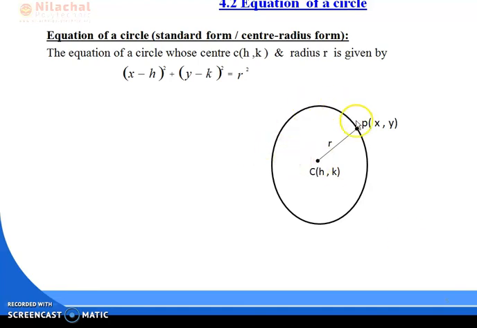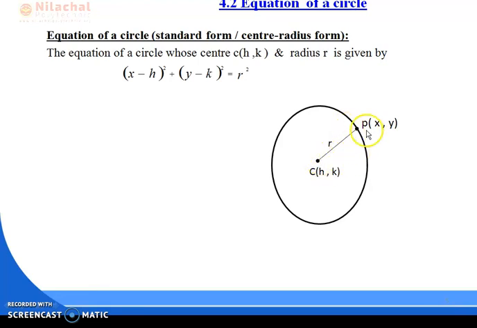So let's see. This is a circle. Let the center coordinate be (h, k), small h, small k. That means the x coordinate is h and the y coordinate is k. And P is any random point on the circumference of the circle, with coordinates (x, y). So we know by the definition that the distance from the center to any point on the circumference of the circle must be the radius, a constant distance, r for radius. So we conclude that the CP distance equals the radius.